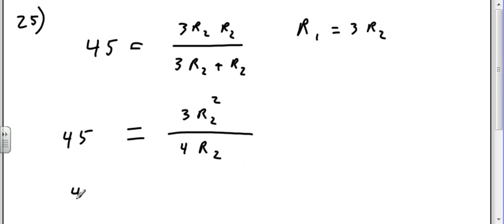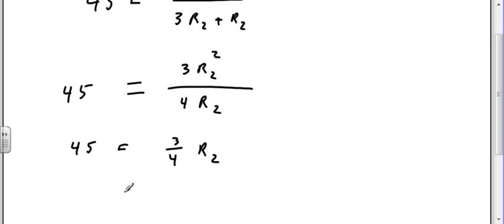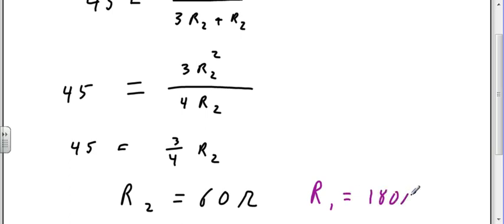Alright, so I'm going to have 45 is equal to 3 over 4 R2. Right, because I can get rid of R2 there on both sides. So R2 is equal to 3 goes into 45 15 times, it says 60 ohms. What did I get last time for R2? So if R2 is 60 ohms, 20 and 60 didn't get the last time. So if R2 is 60 ohms, then R1 has to be 3 times that amount, 180 ohms.